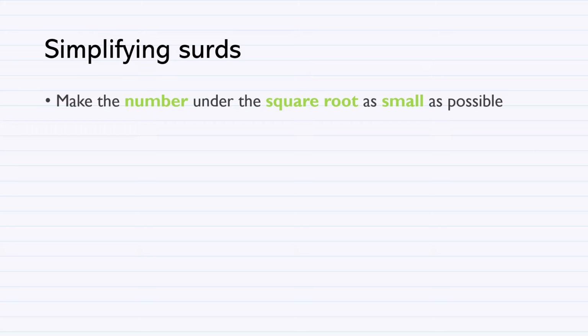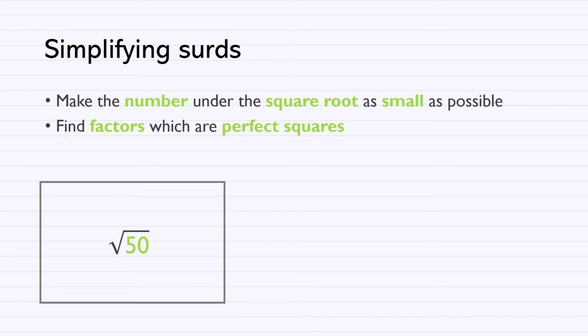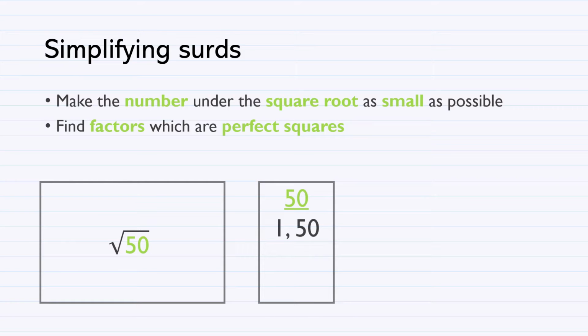Simplifying surds involves making the number under the square root as small as possible. We can do this by finding square numbers which are factors of that number. For example, we can simplify the square root of 50. First, we can list all of the factors of 50: 1 and 50, 2 and 25, and 5 and 10.